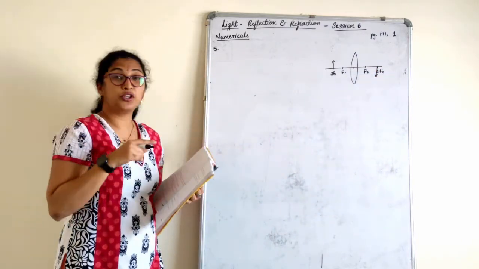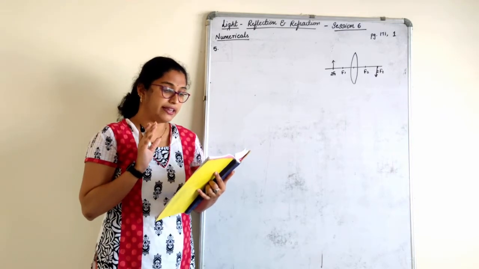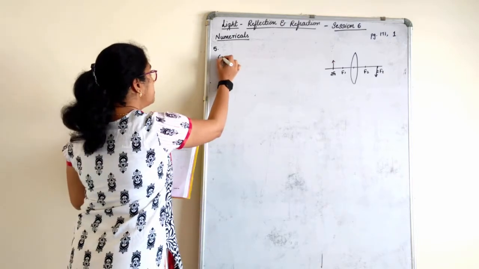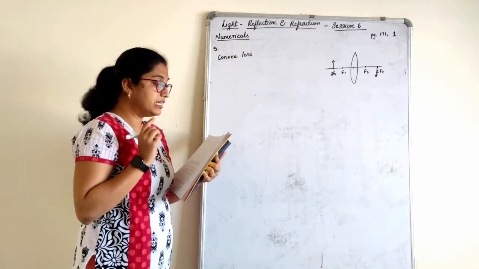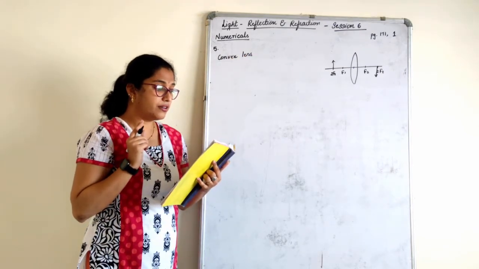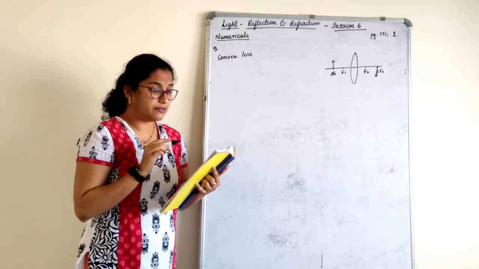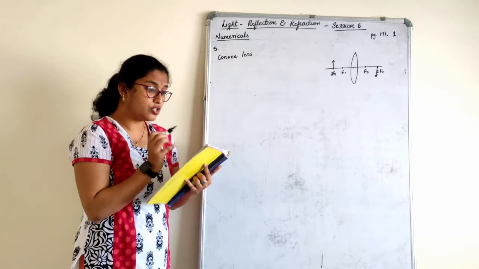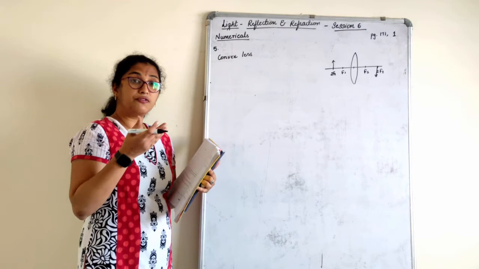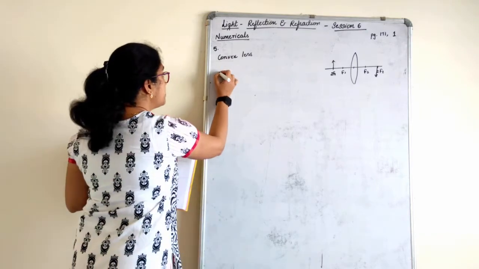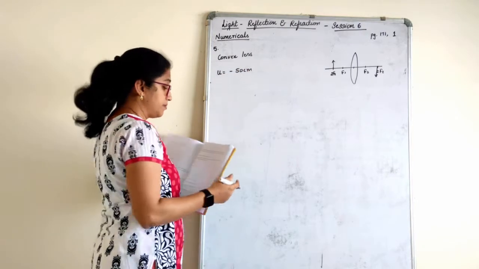Now why do you think I kept it on 2f only? I'll tell you why. A convex lens forms a real and inverted image of a needle at a distance of 50 centimeter from it. That means they have kept the needle 50 centimeter from the lens. So u is equal to minus 50 centimeter.